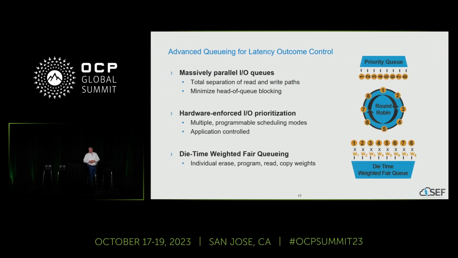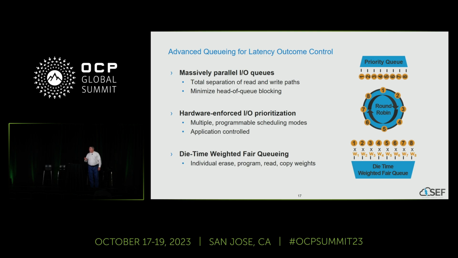Okay? The advanced queuing capabilities that I was talking about before, this is how you control that latency within the device, right? You can have massively parallel I/O queues going on. You can separate the read path from the write path, and they won't crash into each other. This goes along with that ability to set those read and write priorities as a weighted level in terms of a policy. You can have the hardware enforce those I/O prioritizations, those policies, and it's all under application control and scheduled by that application, or you, the developer, the programmer.